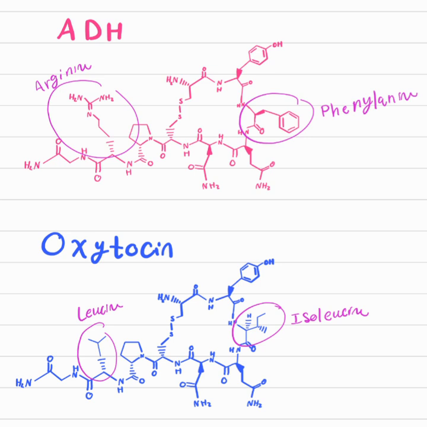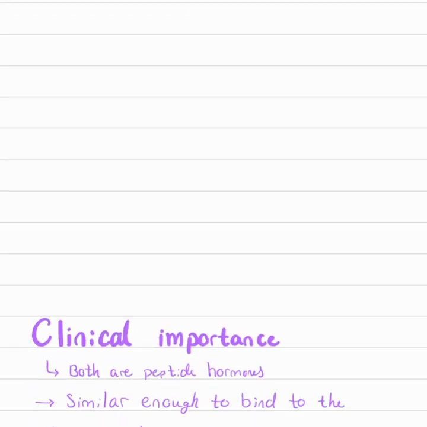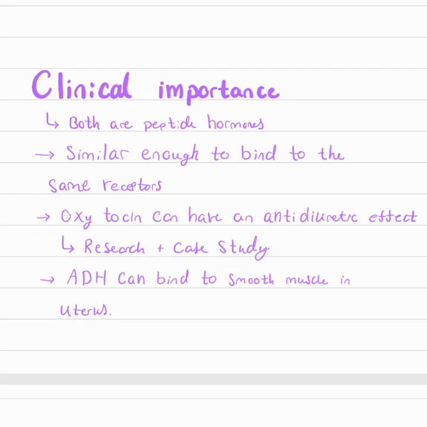And so that is where I want to get into the clinical importance of this. Because they're so similar, they can act as one another. So they're both peptide hormones, and they're similar enough to bind to the same receptors. And so oxytocin can have an antidiuretic effect.